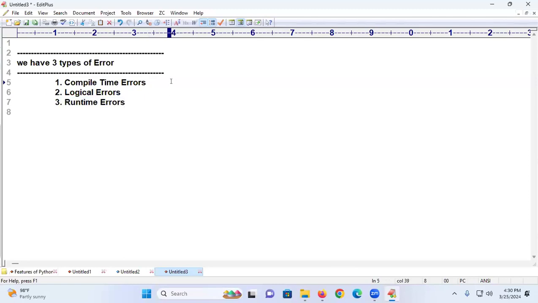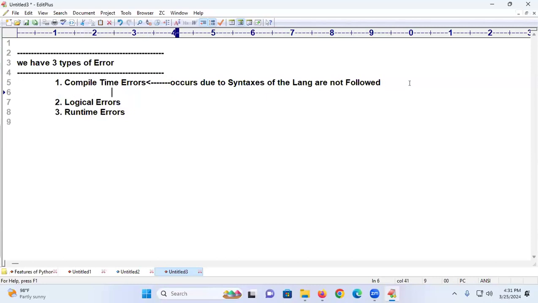Now, why do compile time errors occur? Generally, compile time errors occur because the syntaxes of the language are not followed. Because of that, these errors will come. During what time will they come? During the compilation phase.